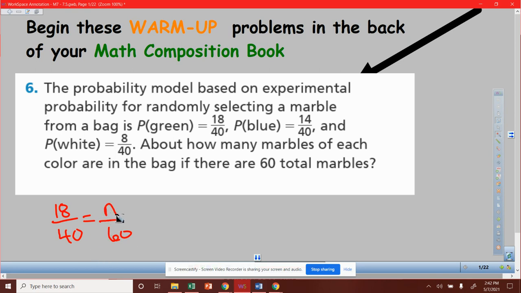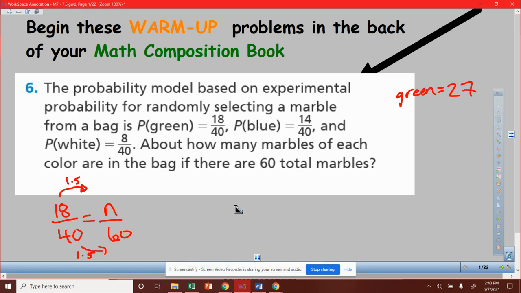So what we're really doing is finding the probability of getting green is 18 out of 40. Then how many of these green marbles are there out of 60? We're saying, what do I multiply 40 by to get to 60? So what can I multiply 18 by to get to our mystery number? So what we're multiplying 40 by is 1.5. So we're going to multiply 18 up here by 1.5. And that would mean for green, we would have 27 out of 60.